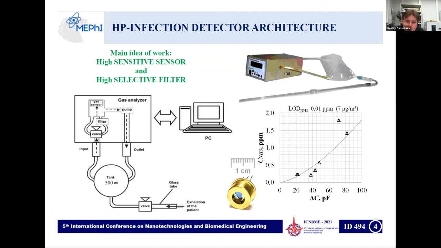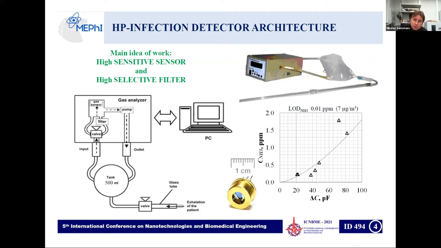Typically, in such tests, people try to use electrochemical sensors with high selectivity. But these sensors are not stable over a long time, because they work like a battery, and by our information, such sensors' lifetime in the sensitivity range for typical detection of HP infection is something like half a year. And here is our motivation to use solid state sensors, which have stable parameters.